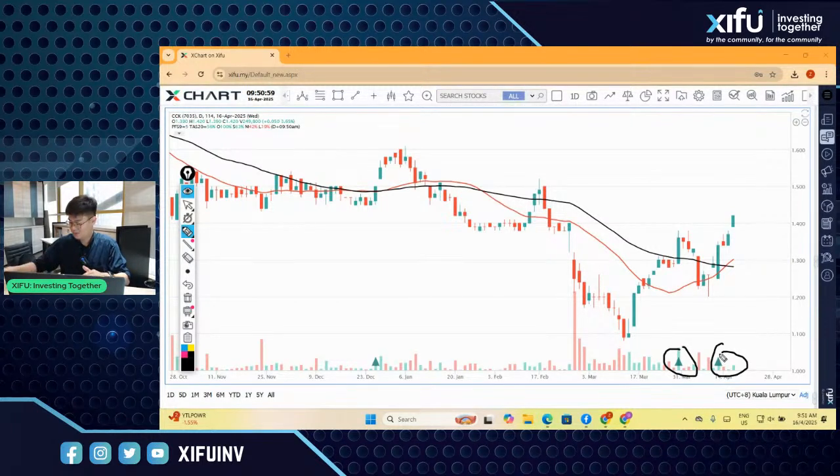So again, use the XIFU app to trace your pullback or strength indicators. Whenever there is strength, you know the chance of going up is high. That's why I like Ostar. All right, again, not doing bad, as I call it.